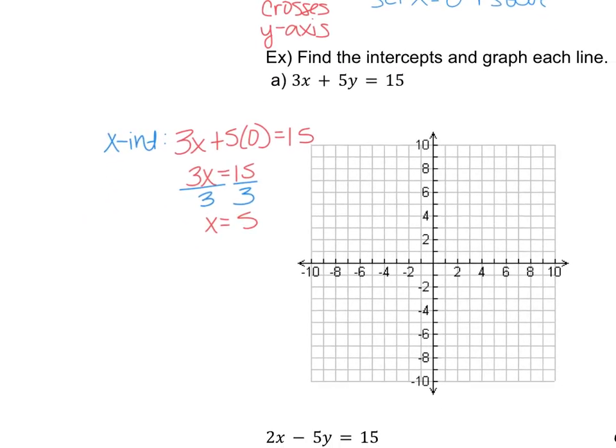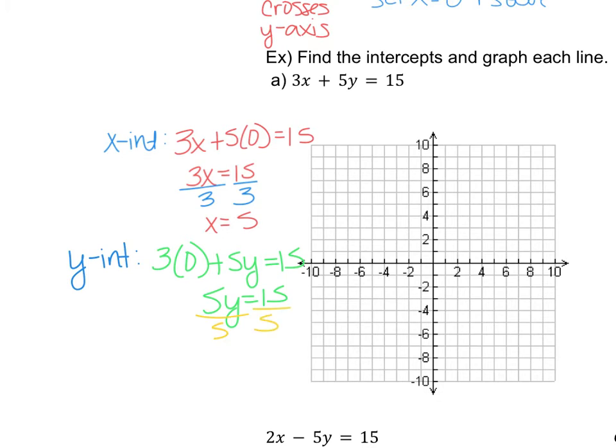So I've got 3 times 0 this time, because we're plugging in, I need to write this down, the y-intercept. So we're plugging in 0 for the x. So 3 times 0 plus 5y equals 15. 3 times 0 is 0, so we have 5y equals 15. Divide by 5. So y equals 3. Okay, so we did all that work.